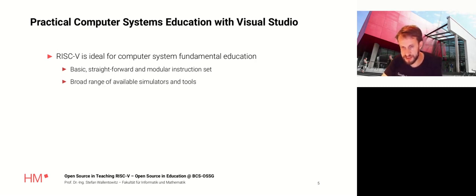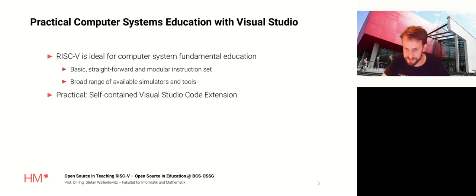We've been using other architectures before, but we are switching entirely to RISC-V there. Plus, you have this broad range of available simulators and tools, and we are playing around with them a little bit. But what turned out to us essentially is that we need something for the practical education that is self-contained and easy to use. Many of the simulators are installation based and there are some browser based. Each of them has different pros and cons.